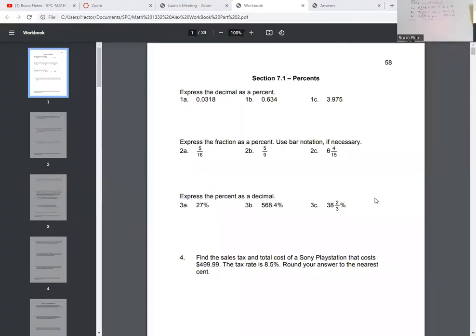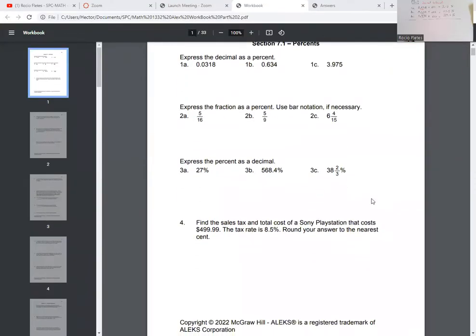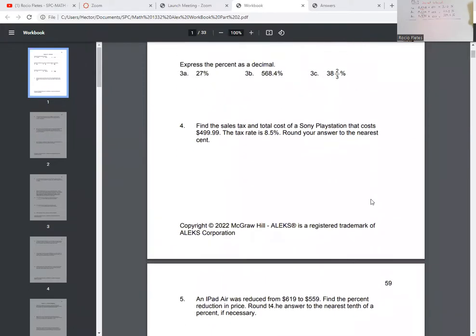All right, so let's try number 3. And this time we're going to express the percent as a decimal. So let me write down the questions: 3A, 3B, 3C, and we have 27%, 568.4%, and then 38 and 2 over 3%.